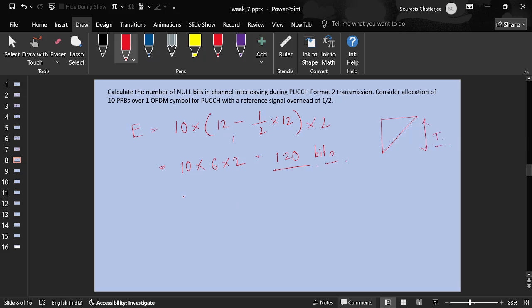Anything like t times (t plus 1) over 2, we have seen, that needs to be greater than or equal to e, and we have to choose the minimum t that satisfies this. So t times (t plus 1) is greater than or equal to 2 times e, or 240. The minimum t that is going to satisfy that?